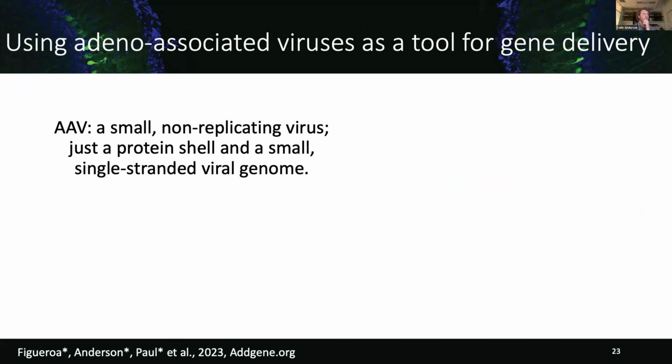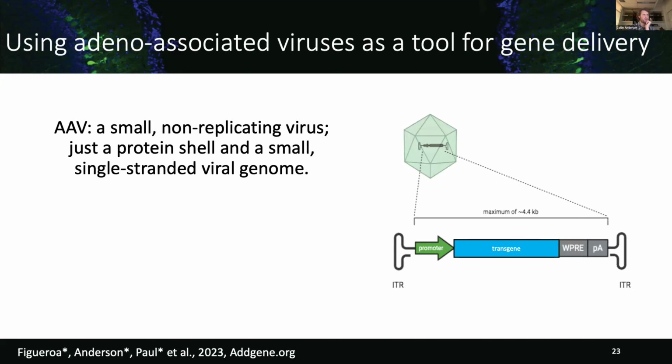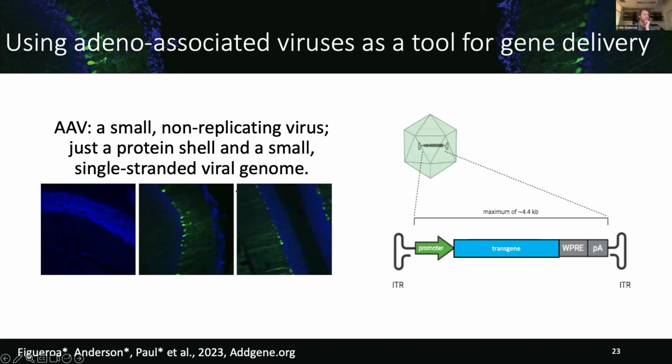But basically, what we wanted to determine was, do we have the right gene here? And we can figure that out by replacing the gene in Purkinje cells prior to their loss using an adeno-associated virus. It's just a small non-replicating virus, basically little more than a protein shell and a small single-stranded viral genome. What we started with was, you can see in blue here is just a DAPI stain, green is green fluorescent protein.